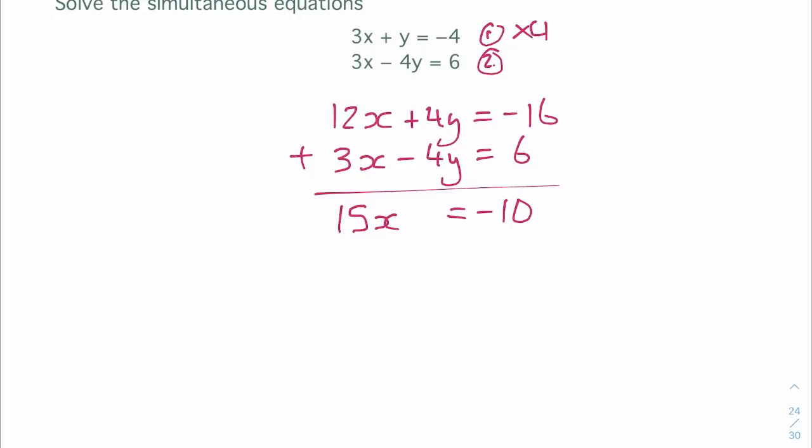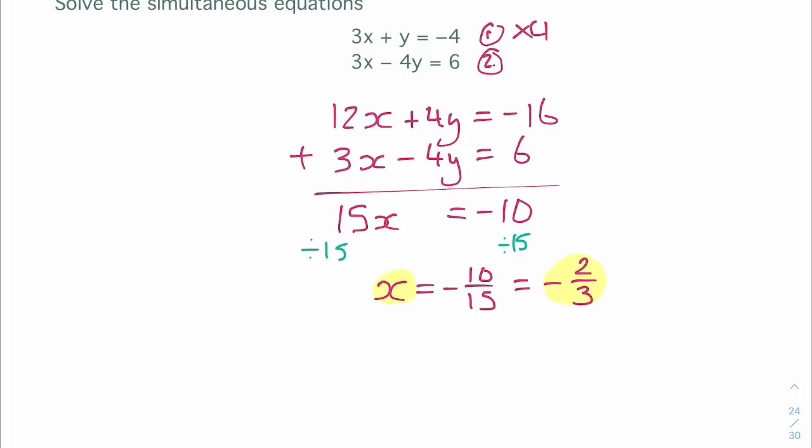So I need to divide by 15 both sides. I can do this on a calculator, so it's not too bad. But when I divide by 15, I've got to do negative 10 divided by 15. So I'm going to write that as it is, minus 10 over 15. But that does actually simplify, and your calculator will do that for you. It comes out as minus 2/3. So there we go, there's the first part of our answer. x is equal to negative 2/3.